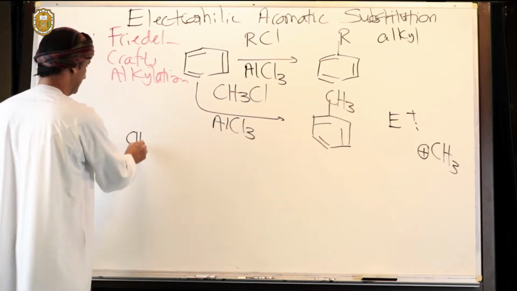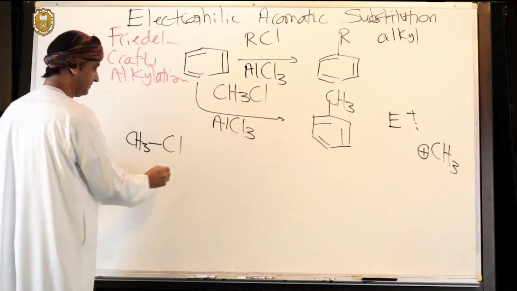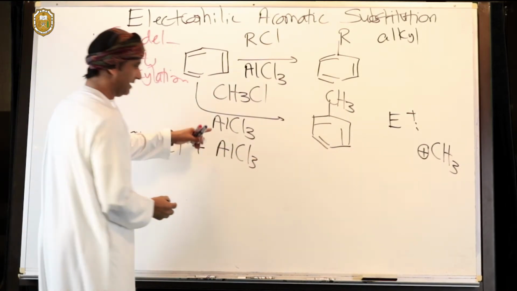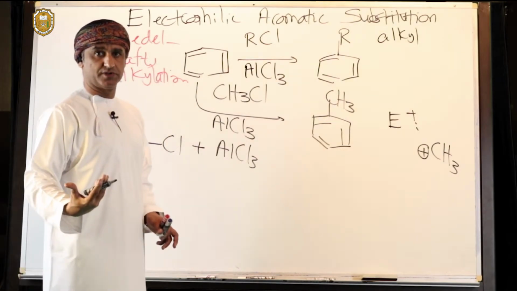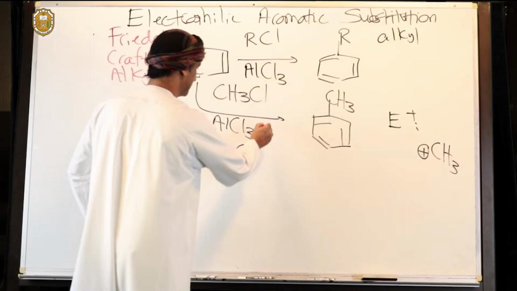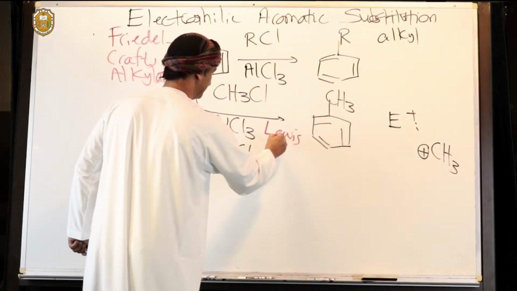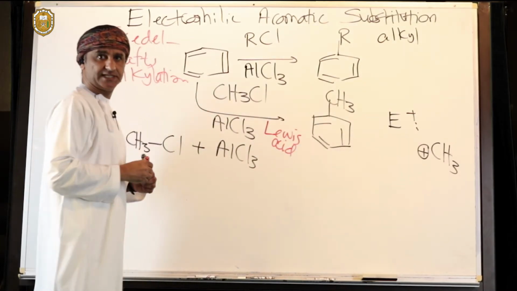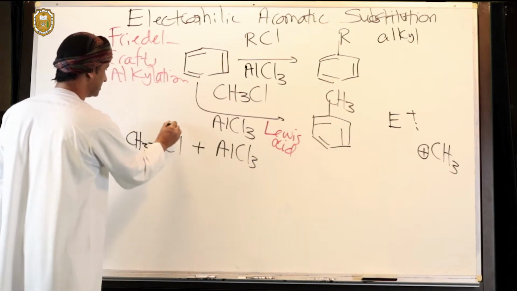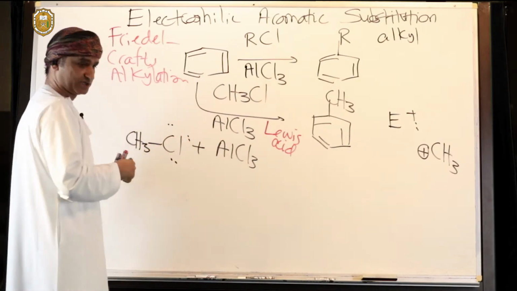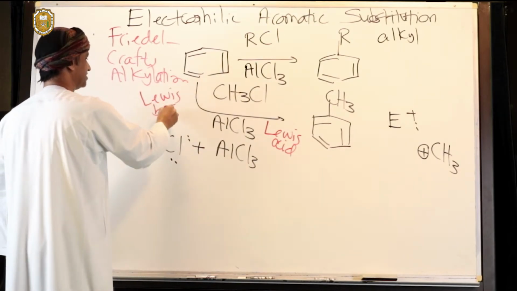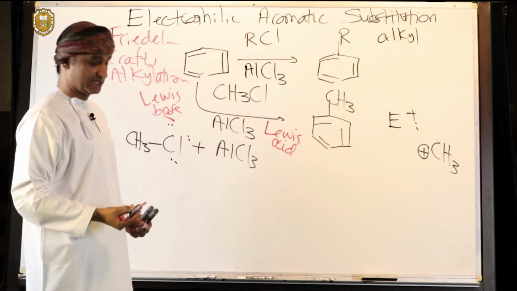Let's draw the structure of chloromethane, and there it is, and this is AlCl3. Remember, aluminum chloride, just like iron before in the case of halogenation reactions, acts as a Lewis acid. So AlCl3 is a Lewis acid. And of course, a Lewis acid is a substance that requires a lone pair. And that lone pair will come from a Lewis base, such as a halogen. So this is the Lewis base. So it's a reaction between a Lewis base and a Lewis acid.